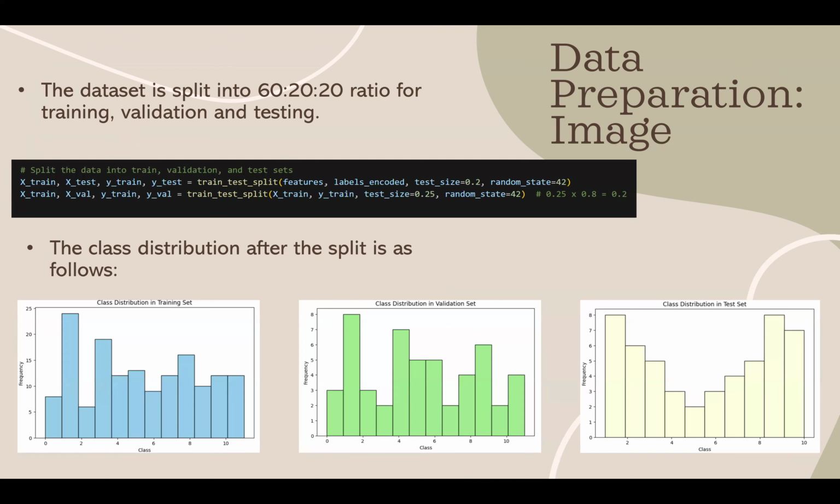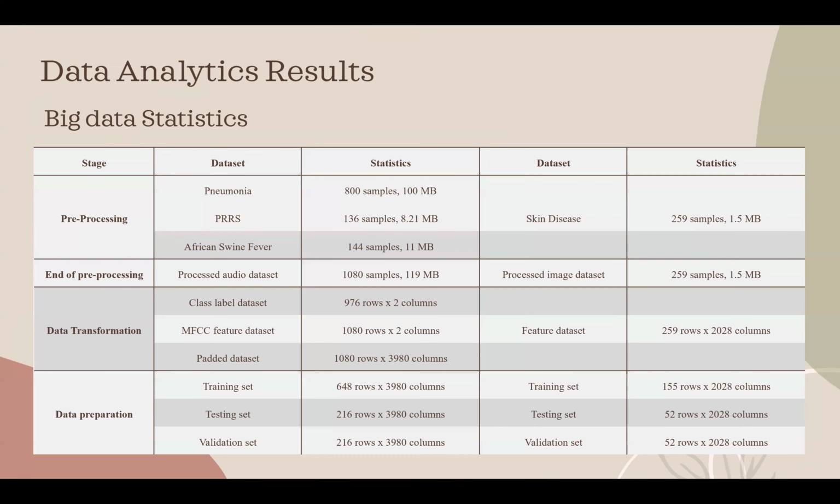Coming to the data preparation for images, we have to maintain consistency throughout the project. So we divided the dataset again into a 60-20-20 ratio for training, test, and validation. Here is a visual representation of the number of images from each class in the different data splits.